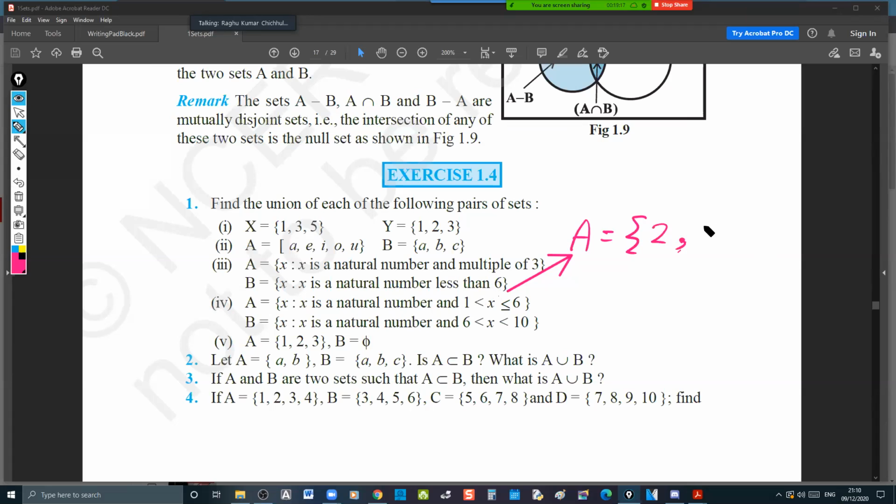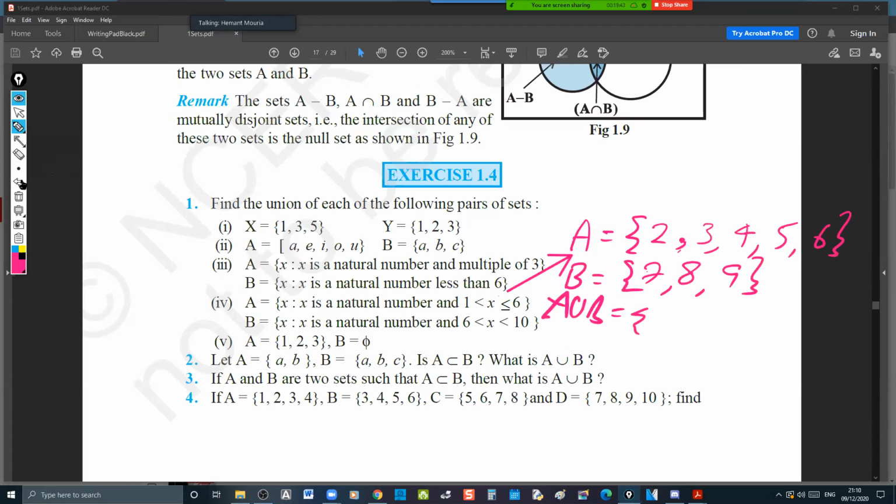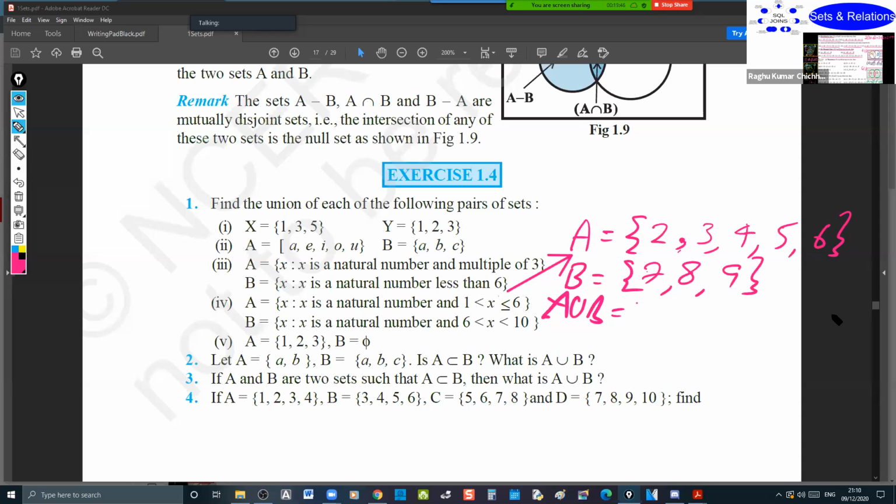And B is x such that x is a natural number and 6 less than x less than 10. So it's open 6 and open 10. So it's 7, 8, and 9. So A union B equals 2, 3, 4, 5, 6, 7, 8, and 9. That's all.